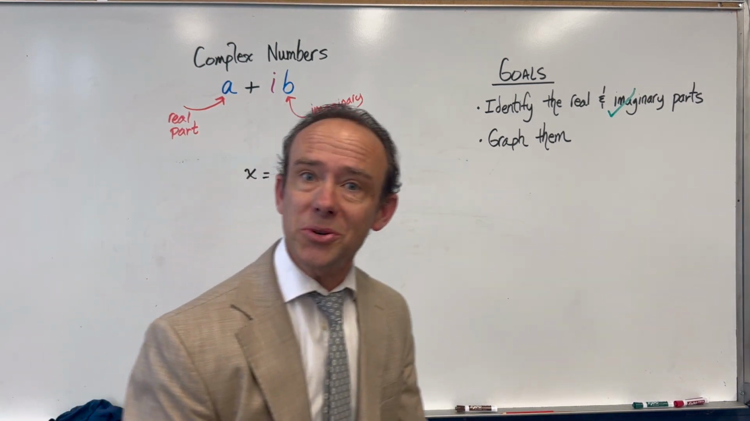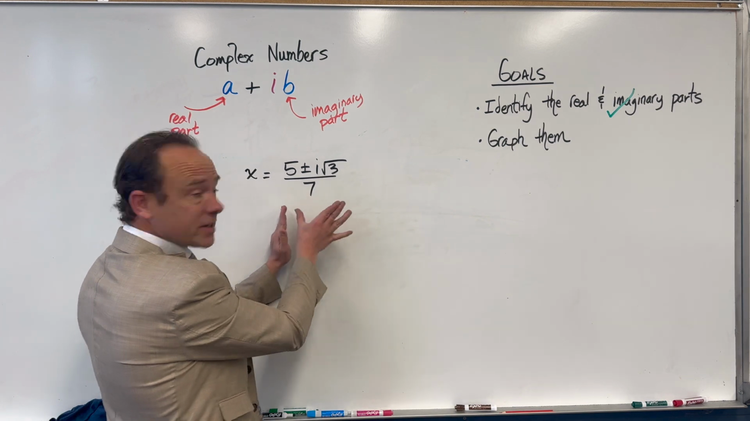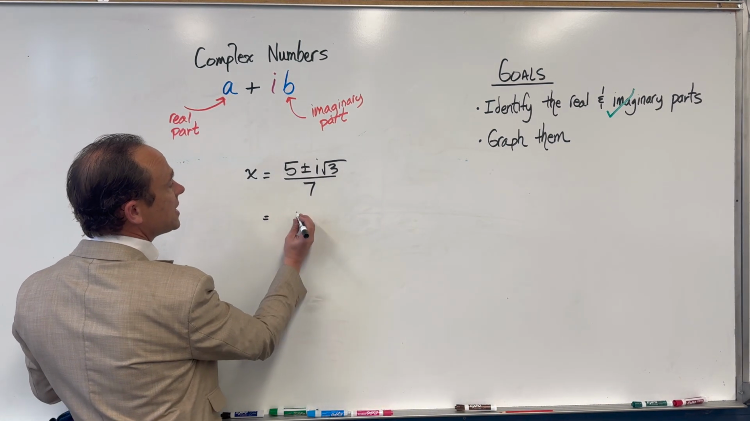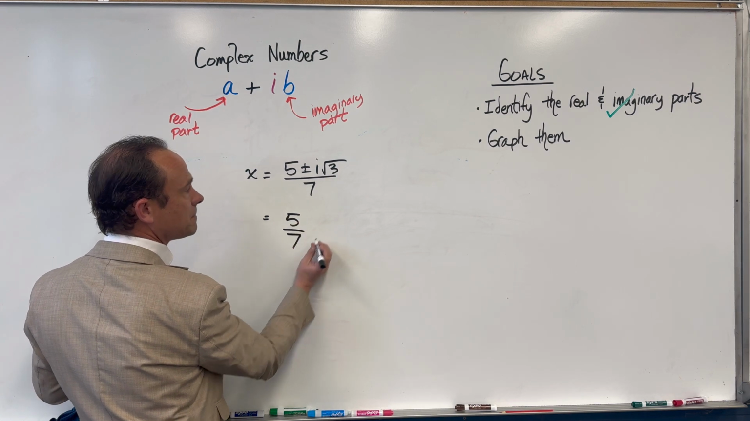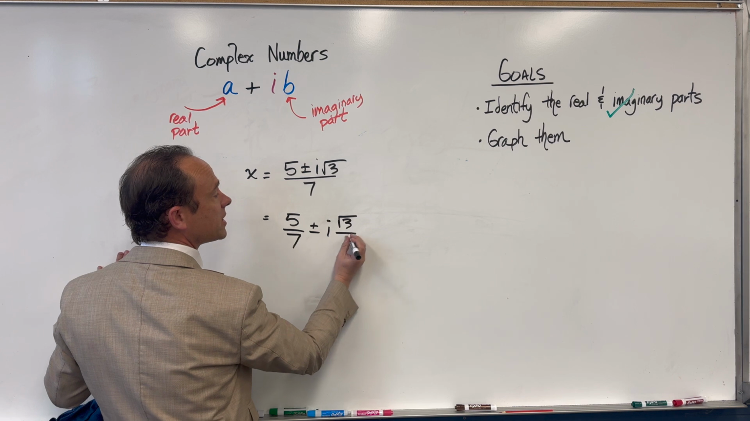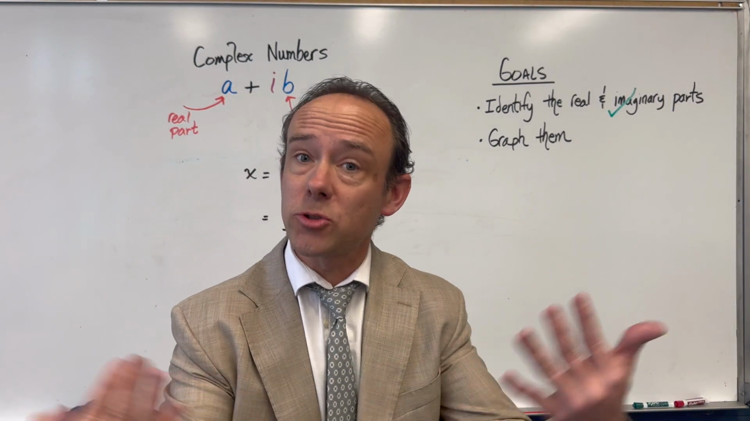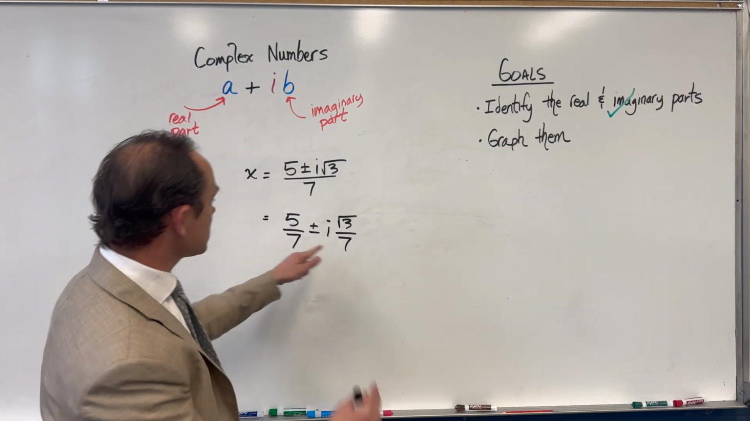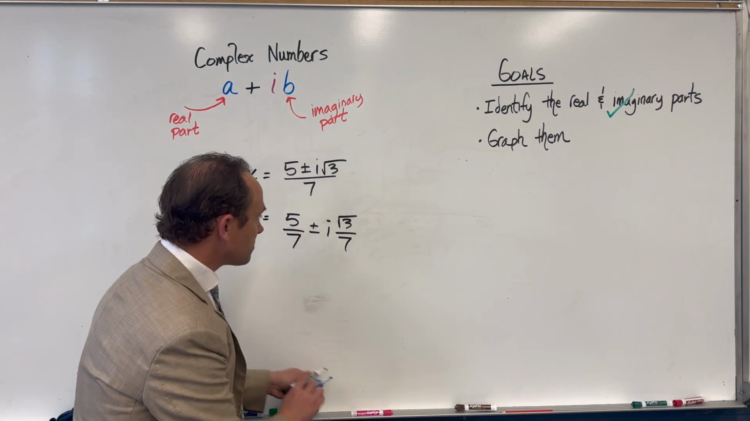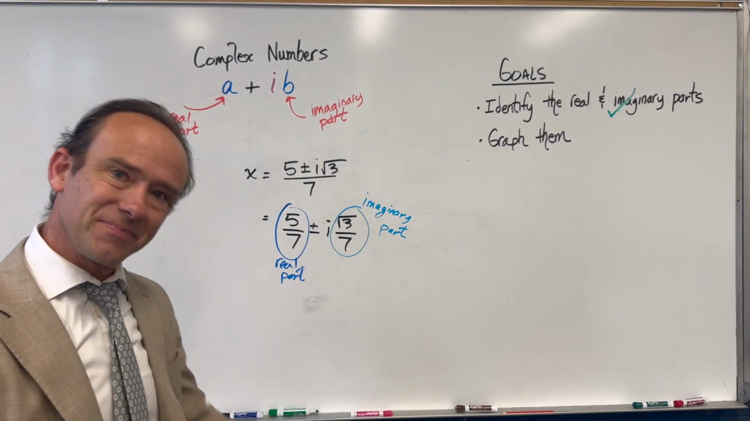So first thing we do is realize you can separate this into 2 different quantities. So what you would do is you would say, okay, so this is 5/7 plus or minus i times the square root of 3 over 7. Okay, because when you add or subtract, right, you don't touch the denominator. So in this case, there's still like denominators. And at this point, imaginary part, real part. Just like that.